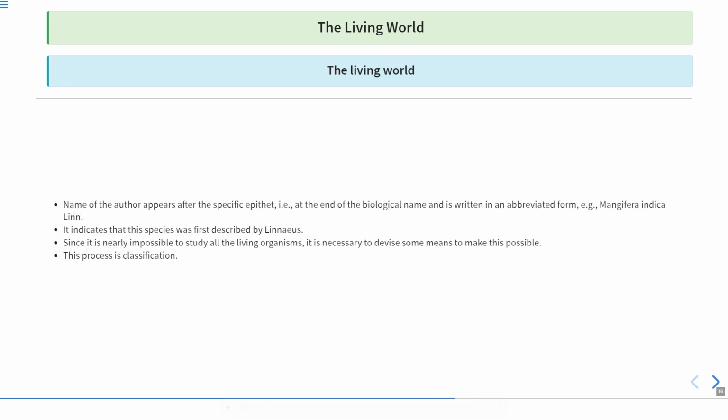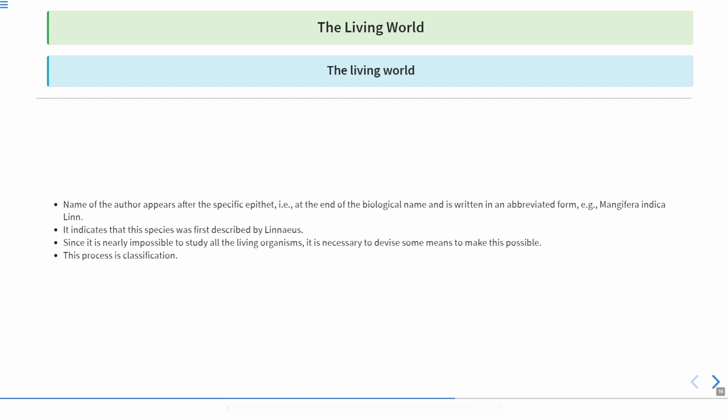The name of the author appears after the specific epithet, that is at the end of the biological name, and it is written in an abbreviated form. So Mangifera indica Linn, the third name, gives the person from whom the scientific name has originated. Linn is showing the name of the author, Linnaeus. It indicates that the species was first described by Linnaeus.